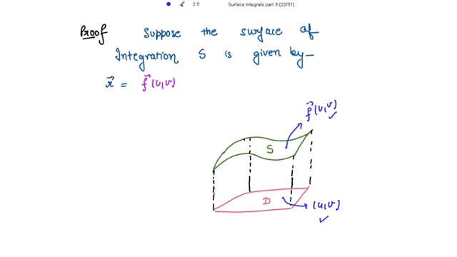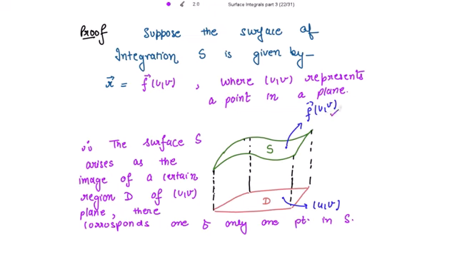Let's write this, where this (u, v) represents a point in a plane. Therefore, the surface S arises as the image of a certain region D of the UV plane, right? So there corresponds one and only one point in S, right? For the point (u, v) in D, there is a point f vector (u, v) in S, the image of this point in S.